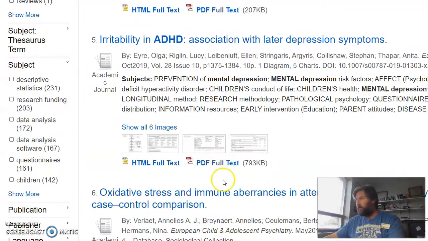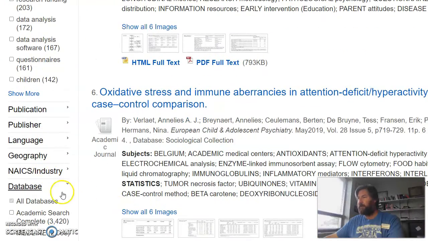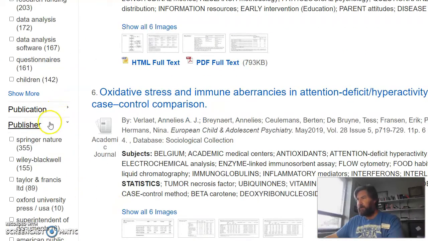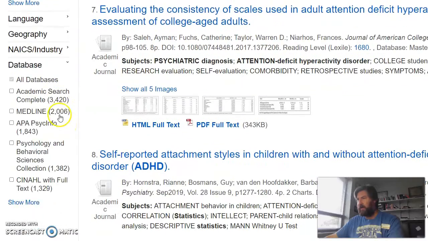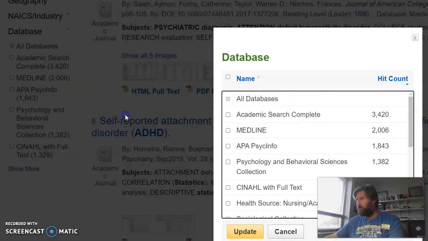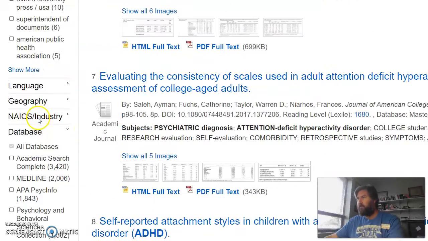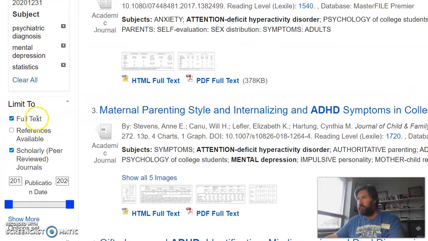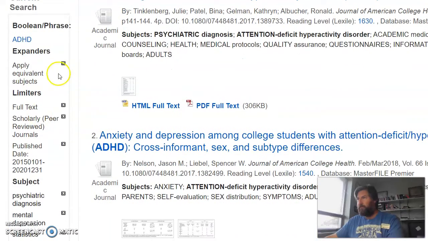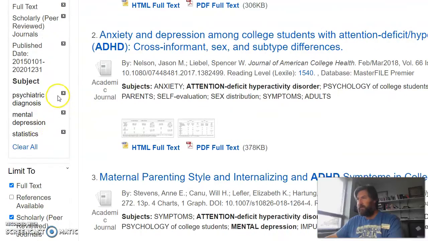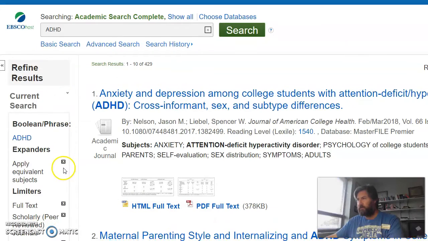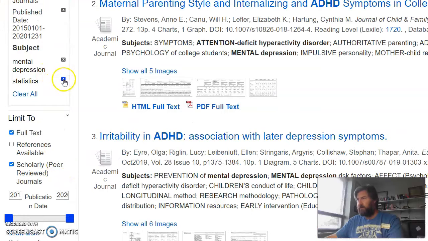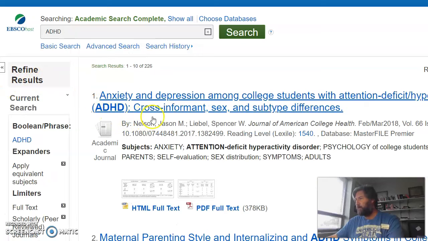So what I think I want to do is see if I can further limit this search. Let's go to publisher and see what that is. I don't know anything about that. What else could we search by? We could get rid of the psychiatric diagnosis. Let's just go with mental depression and see what that yields us. Get rid of the statistics. I think the statistics is probably what was pulling up a lot of that data-driven stuff.